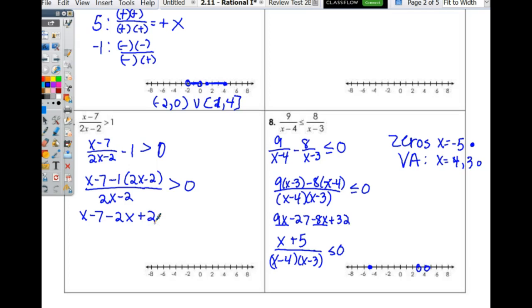Because that's from here, because we crossed, remember? Over here, we took the minus 8 times the x minus 4. So this time I took the minus 1 times the 2x minus 2. So then I get x minus 2x is minus x, and then this is minus 5 over, and on the bottom I have 2 times x minus 2, and this is greater than 0.